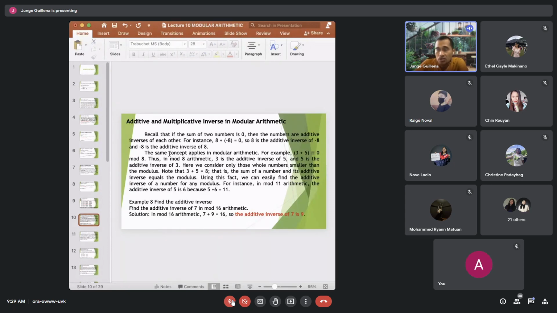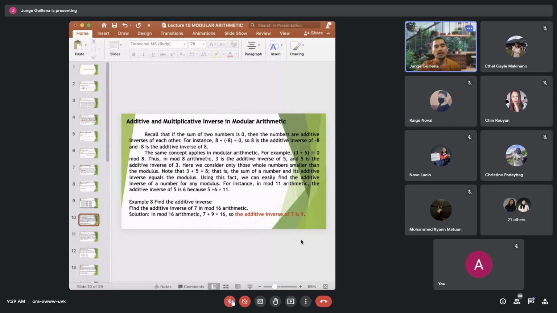So 8 is the additive inverse of negative 8 and vice versa. So ganun yan. Kanang number, pag add nimo ana nga number and their sum is equal to 0, then the two numbers are said to be inverse with each other. Okay? So in modular arithmetic, the way we understood that is if you get the sum of those two numbers, you divide that by the modulus, and if the remainder is 0, then those two numbers are additive inverse with each other in that particular modulo n arithmetic.